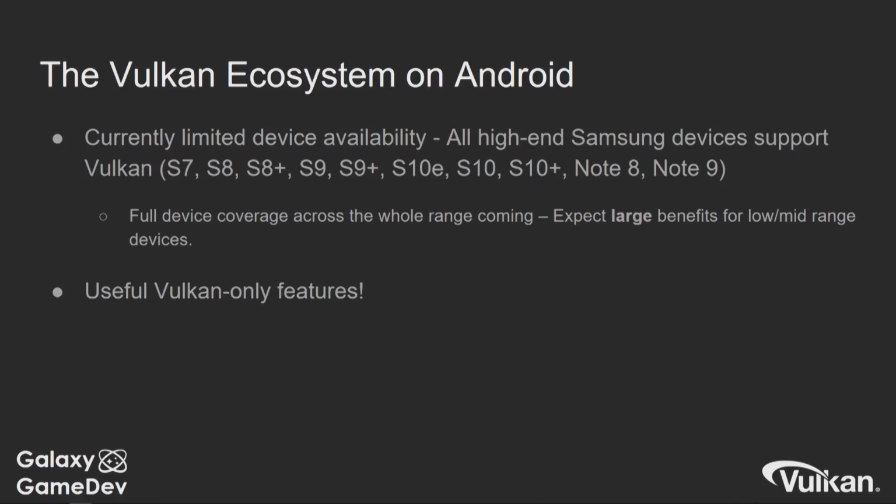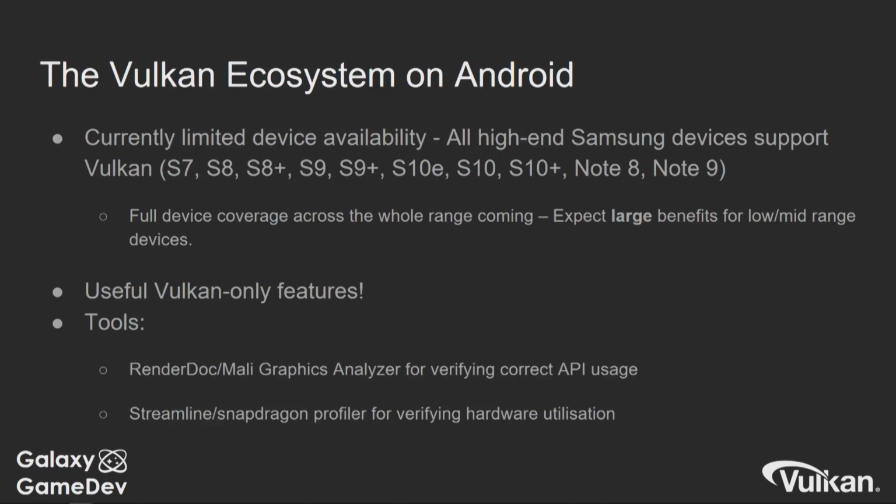Finally, I'm going to talk about some really useful Vulkan-only features. Because the API is new, we have a whole host of features that are unique to Vulkan that you just don't have access to if you're using another API. And I want to also discuss some of the tools that we use. These are the kind of tools that you can use in your development process to really get the most out of your game, and just to make sure that you're running at the highest possible frame rate.